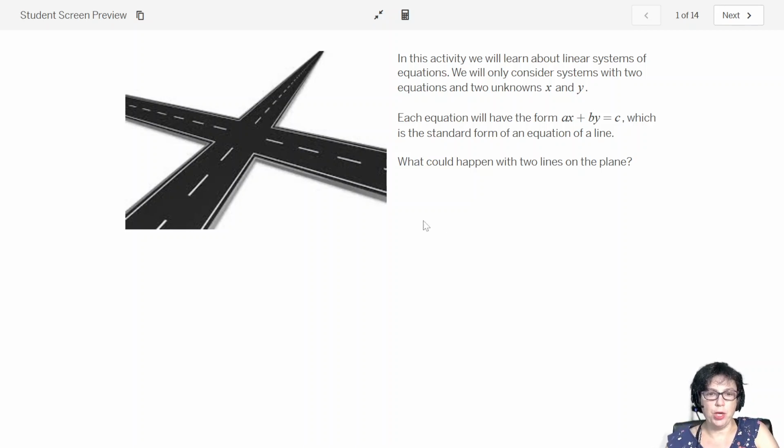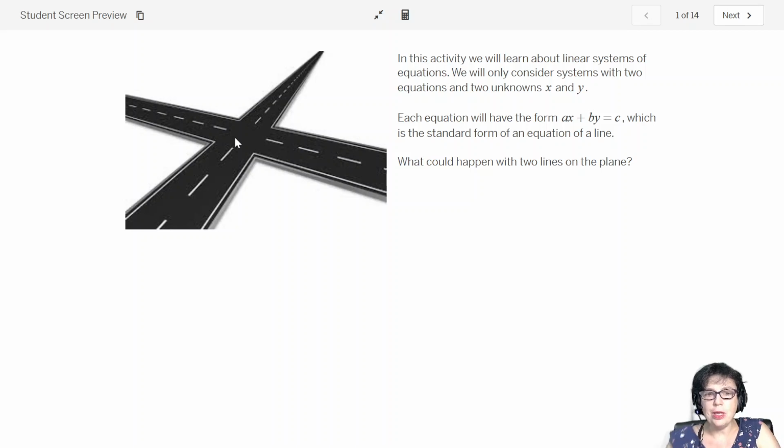Each equation, think of it as a road, right? And two roads can intersect at a point. That point will be a solution of the linear system. Usually it'll be represented by two numbers, x and y, right? So it'll say something like (2, 3) is the solution, right? That's where the two roads intersect.